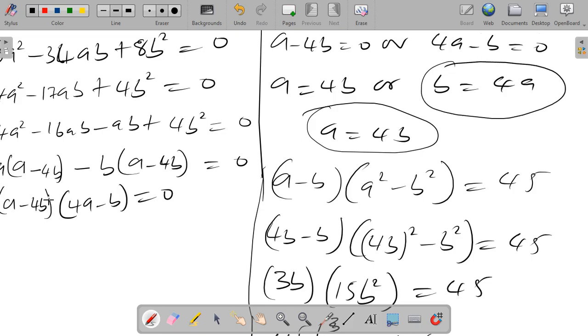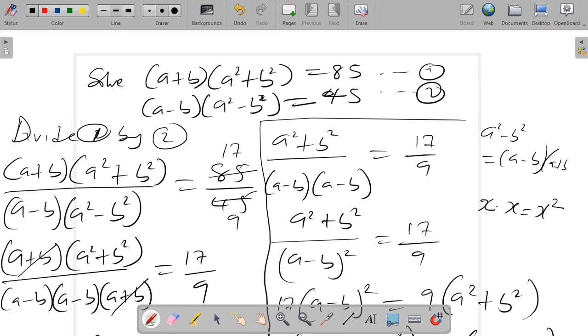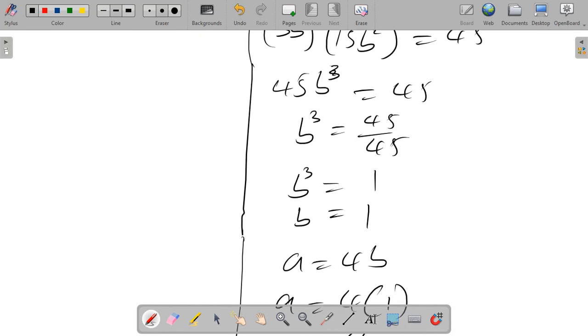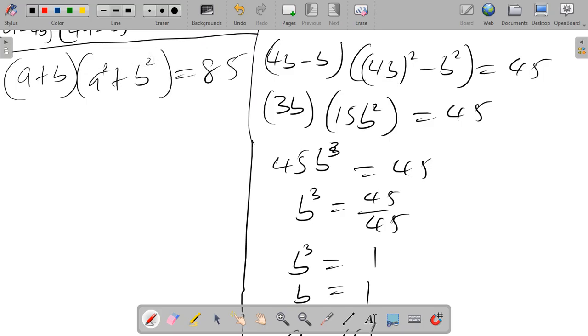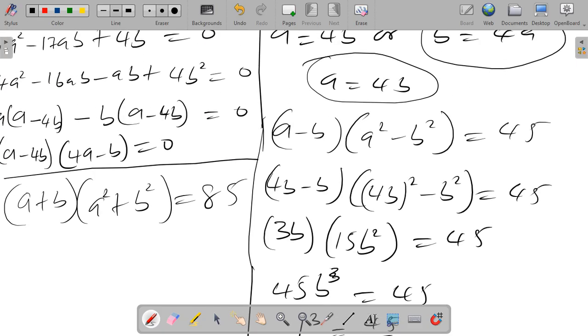This time, instead of using equation 2, I'm going to make use of equation 1. Any of them will give you the same answer. I'm using equation 1 because I've used equation 2, so it will not look as if it's only equation 2 that gives the right answer. Equation 1 says that (a plus b) in bracket of (a squared plus b squared) is equal to 85.